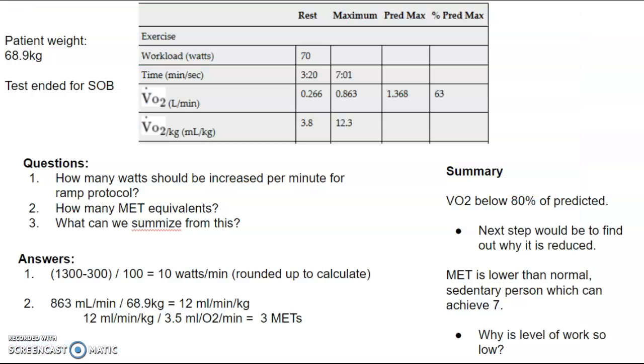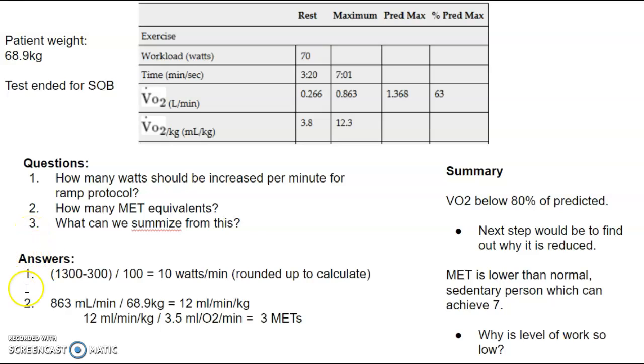Okay, so let's put this to use for an example here. Anytime we have exercise testing, the first thing you're going to want to do is look at your VO2: what it was at rest, what the max achieved was, and what the percent predicted was. So for this patient, we have a patient who weighs 68.9 kilograms. He ended the test for shortness of breath. Okay. So questions we want to ask ourselves. 1, how many watts should be increased per minute for the ramp protocol? 2, how many MET equivalents were achieved? And then 3, what can we surmise from this?